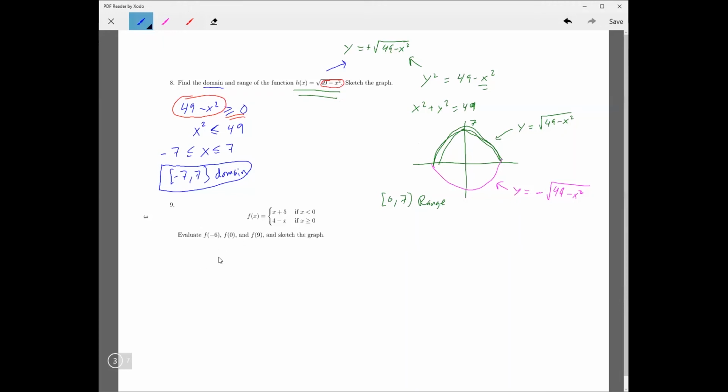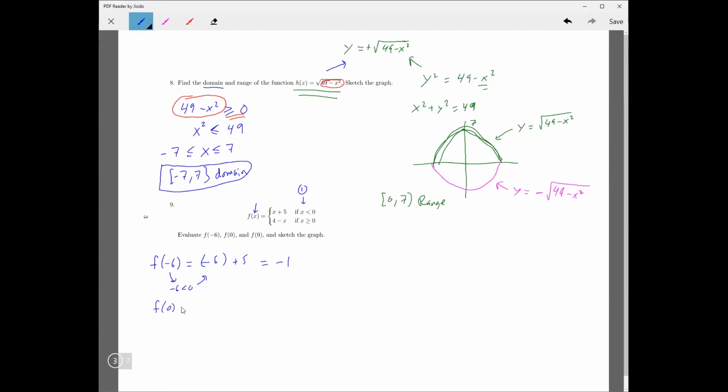Okay, so let's go on to the next one, number 9. We're supposed to find these values and then sketch the graph. Okay, so first of all, f of -6. Here, the first thing you check for is this right here. You're going to take this value here and see where it is. So here we have a -6, and it's the first one, right? So that means you're going to use the first equation. Ignore the second equation completely. And so that's going to give you a -1.